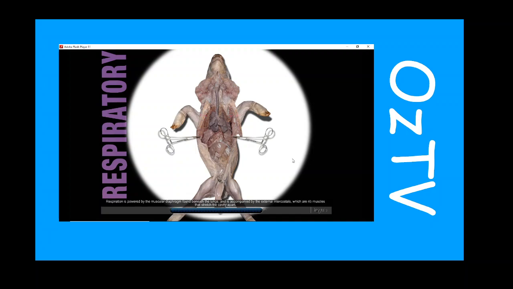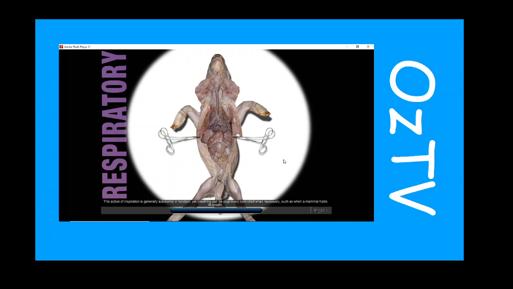Respiration is powered by the muscular diaphragm found beneath the lungs, and is accompanied by the external intercostals, which are rib muscles that stretch the cavity apart. Imagine that the cavity is closed for this portion of our simulation. Find and press on the diaphragm. As you can see, when the diaphragm contracts and ribs expand, the lungs draw in air from outside the body, causing inspiration.